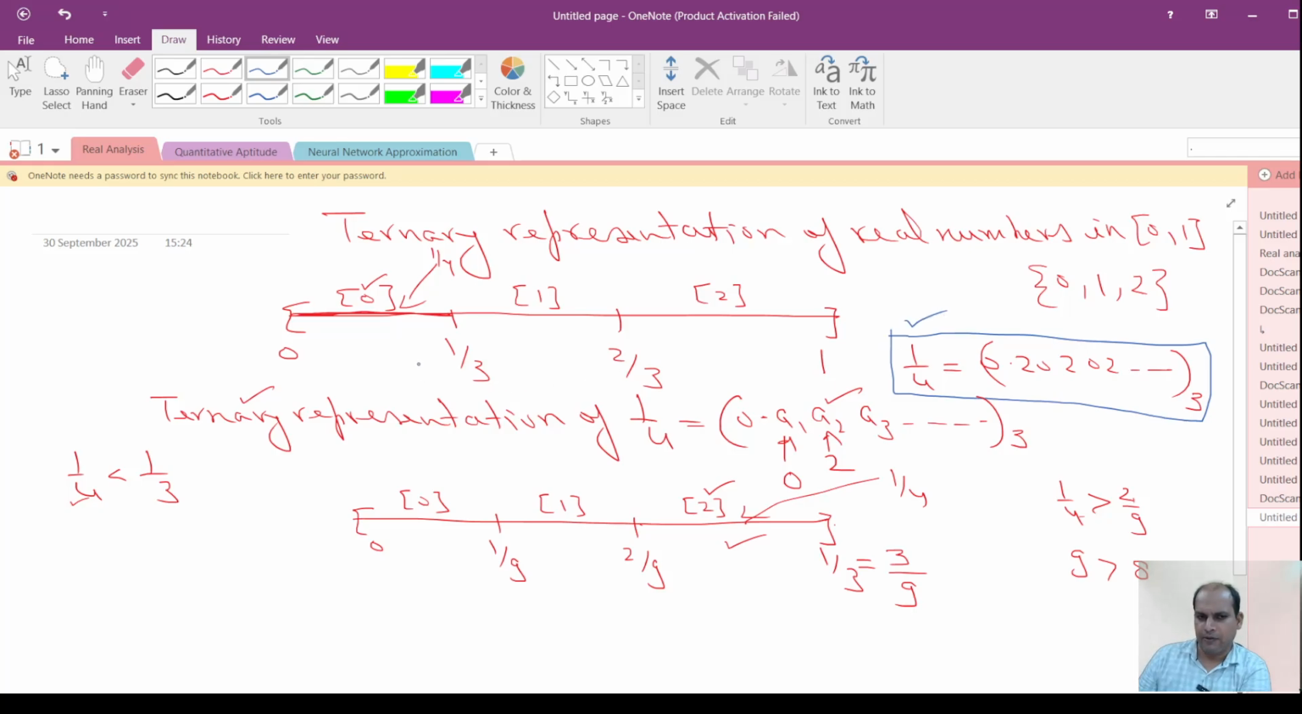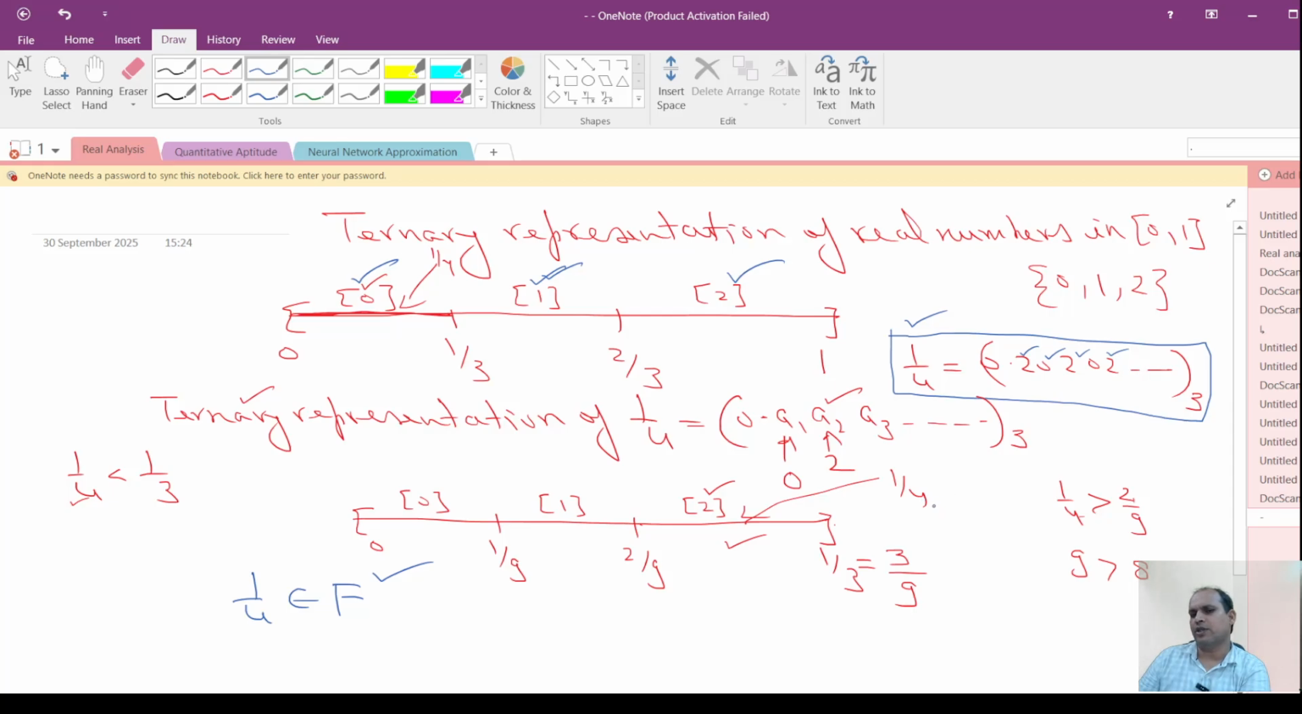Now, earlier in the construction of the Cantor set, we removed the open interval from 1/3 to 2/3, which is denoted by 1. This means that if any number is a member of the Cantor set, it will not be constituted using the digit 1. It will only involve 0s and 2s. So this implies that 1/4 is a member of the Cantor set denoted by F. Why is it a member? Because it involves only a combination of the digits 2 and 0.